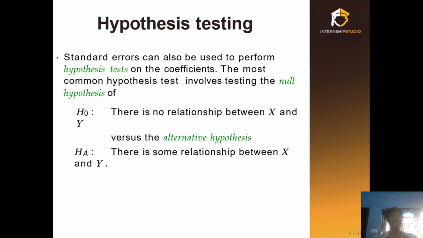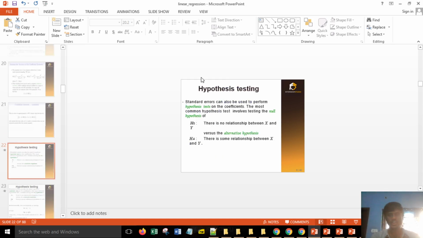And coming to the hypothesis testing part, as we have already discussed regarding hypothesis testing in the stats part, you have something called the null hypothesis and the alternative hypothesis, right? So here the hypothesis that you are formulating is, the null hypothesis is there is no relationship between x and y, and the alternative hypothesis is there is a relationship between x and y.